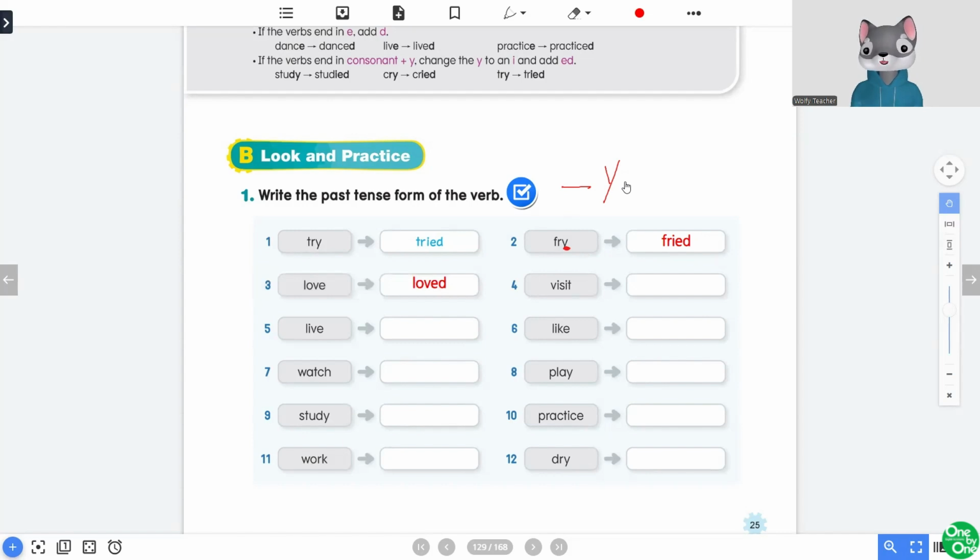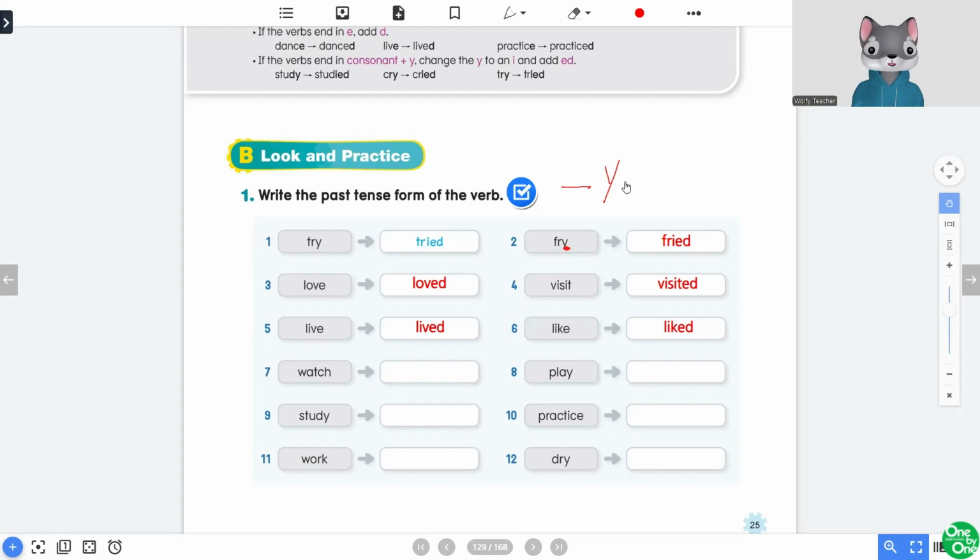Very good. Visit. This is a normal regular verb. Now, if we put this into the past tense, we need an ED at the end, which means visited. Fantastic. There's an E at the end, so number 5, what would it be? Lived. We only need a D at the end. Fantastic. Like, it also has an E, so it'll be liked.